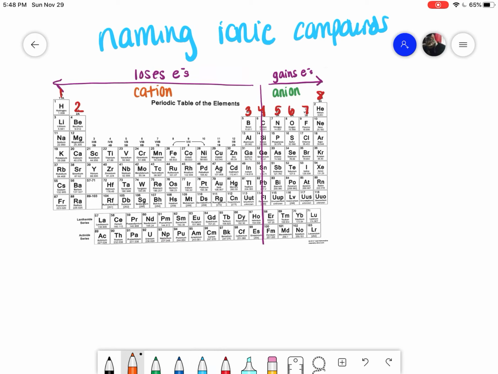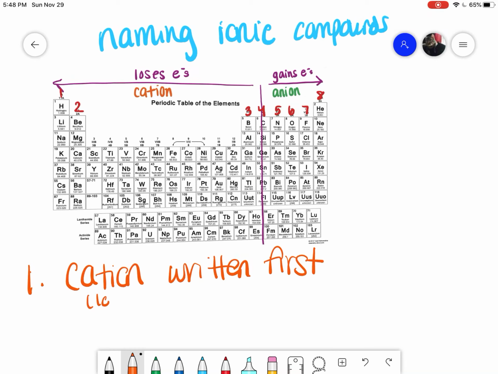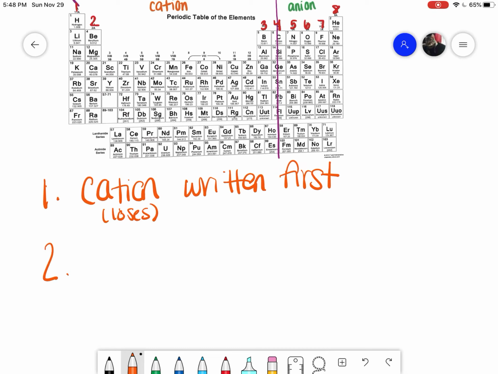So our first rule when naming compounds is that our cation is written first. And that is the one that loses its valence electrons. Our second rule is that the anion gets an "-ide" ending. So what that means is we just change the ending of the anion to have IDE at the end of it. So for example, Cl is chlorine. With an "-ide" ending, it would be chloride.